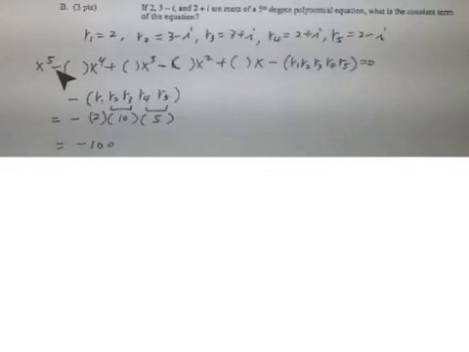So we're going to start here. The first one's going to be negative, this one's going to be positive, then negative, then positive. This one, the constant, would have to be a negative. So it's going to be negative 100.